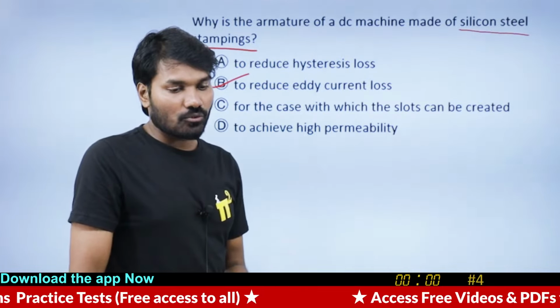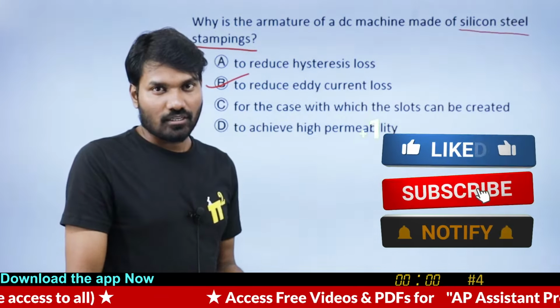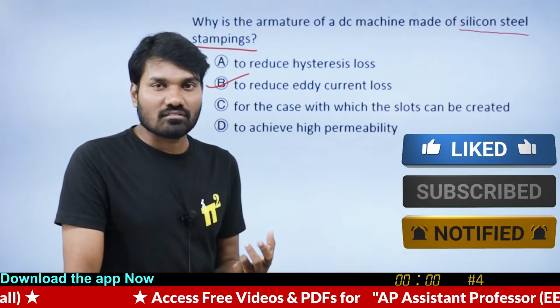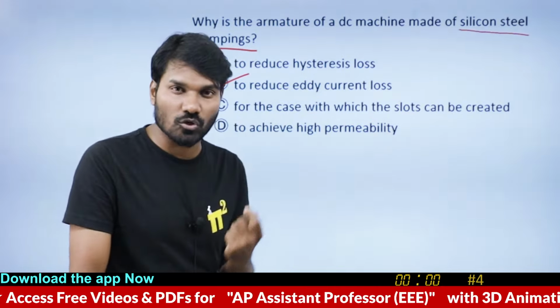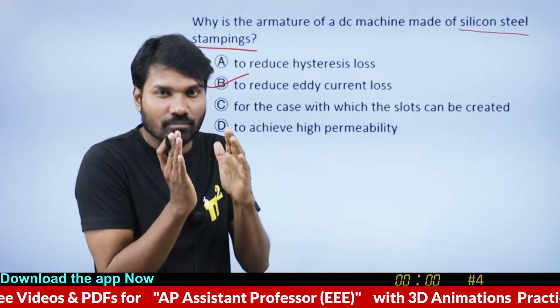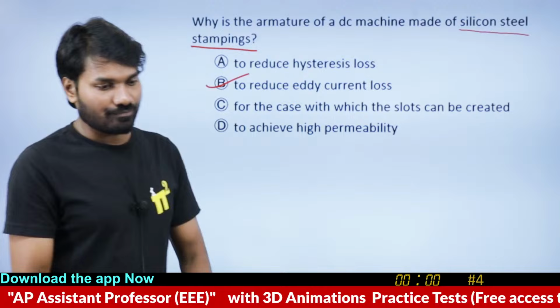Saujanya, sorry dear, to reduce hysteresis, no. To reduce hysteresis losses, you should find a material whose hysteresis coefficient is low, or the area under the BH curve is low. Okay, not the laminations one.